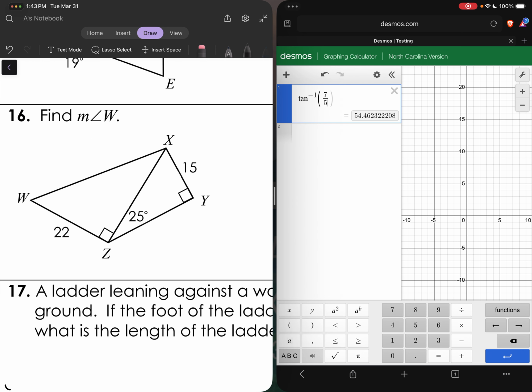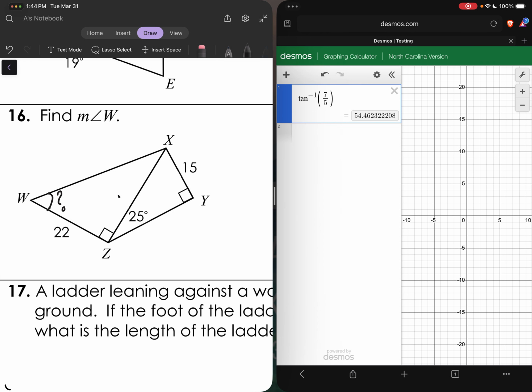For number 16, we have: find the measure of angle W given the figure below. So I'm looking for this angle. Now to be able to solve this angle, I need to find a length here or here. Because the right triangle has a length I'm going to be solving for, and I don't know what I want to put here, I'm going to put a star.